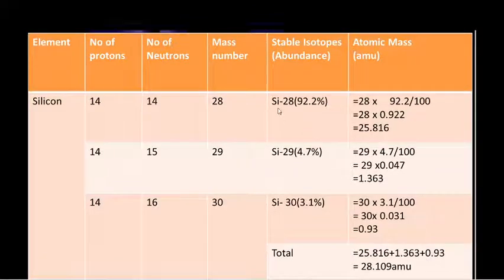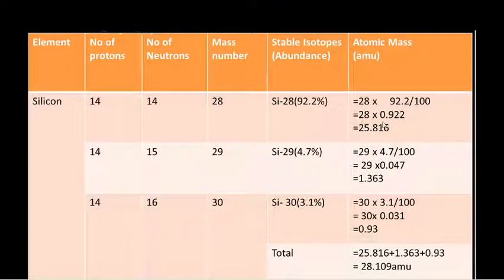So the first one is silicon 28, with 92.2 percentage abundance. The mass number here is 28 and the relative abundance is 92.2 percentage. How can we convert this percentage? This 92.2 is divided by 100. So 28 into 92.2 divided by 100.